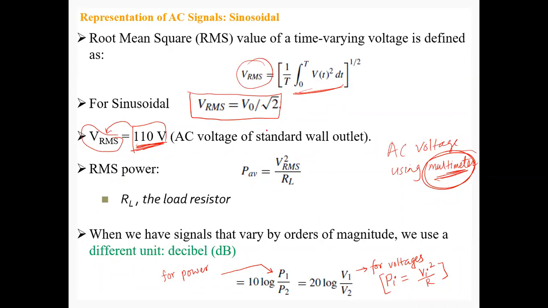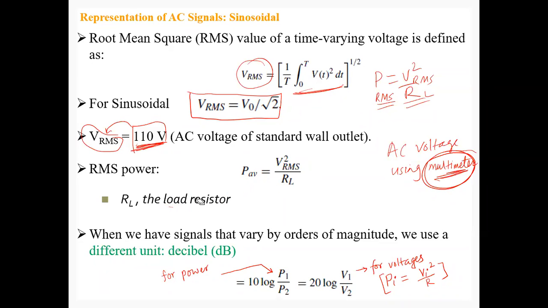Then similarly, what is the RMS power? How do you define the power? Power equals V squared over R, right? So that's why the average or RMS power is equal to V RMS squared over R_L, where L refers to the load resistor. We'll talk about loading in the next chapter. For now, just consider this a load resistor.